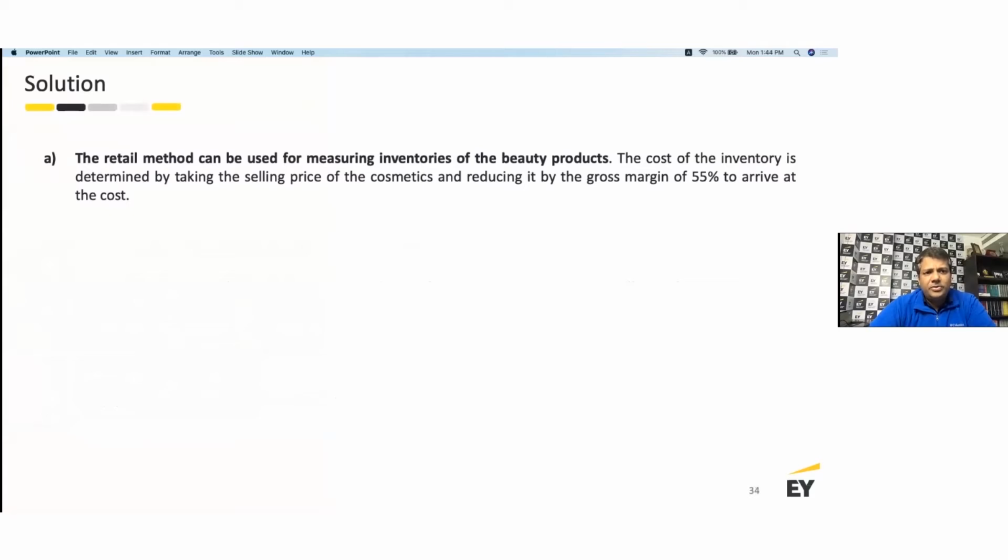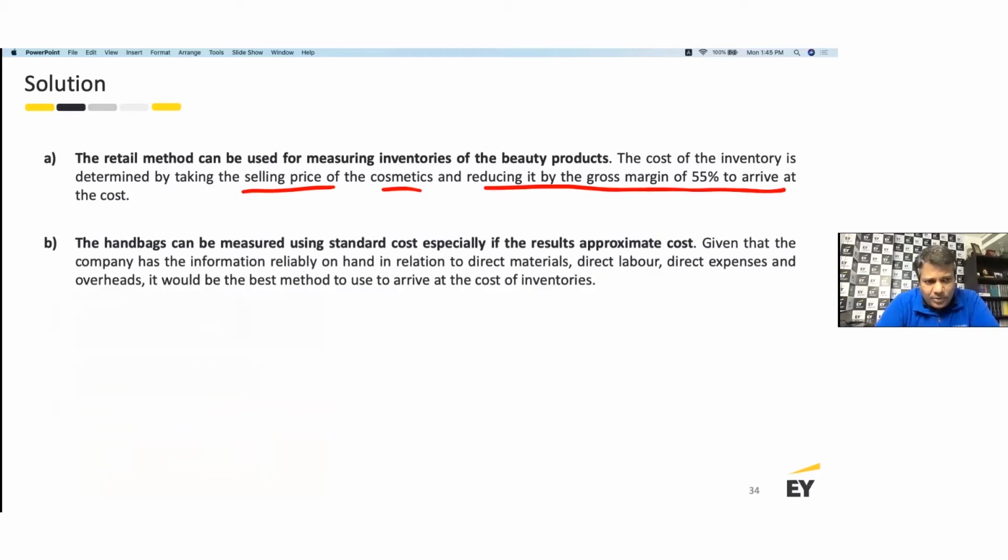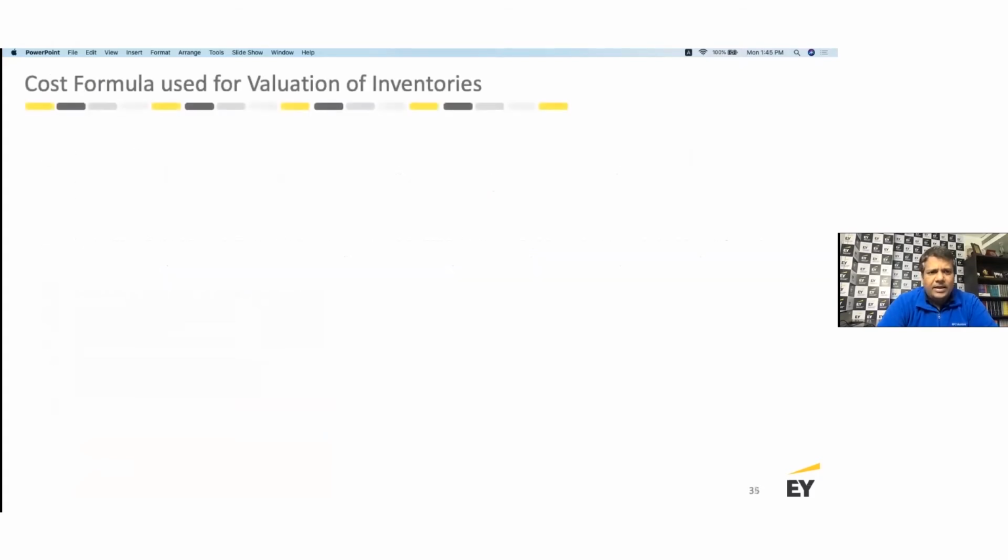The retail method can be used to measure inventory of the beauty products. The cost of the inventory is determined by taking the selling price of the cosmetics and reducing it by the gross margin of 55%. Now the handbags can be measured using standard cost, especially if the results approximate the cost. Given that the company has the information reliably on hand in relation to direct material, direct labor, direct expenses, and overheads, it would be the best method to use to arrive at the cost of inventories.